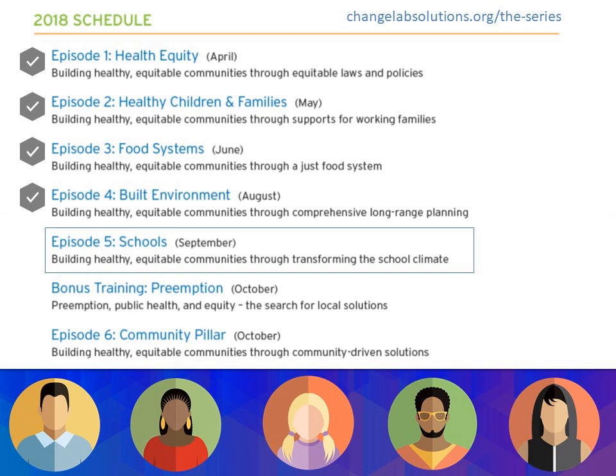For example, our 2nd episode explored advancing health equity through policies and systems that support working families. Our 3rd episode looked at advancing health equity through a just food system and equitable procurement. And last month, we wrapped up our 4th episode, which looked at comprehensive long-range planning and other place-based strategies as a driver of health equity. All of these episodes are now up for your viewing on our website, and as you can see, the link is in the top right corner of the screen.